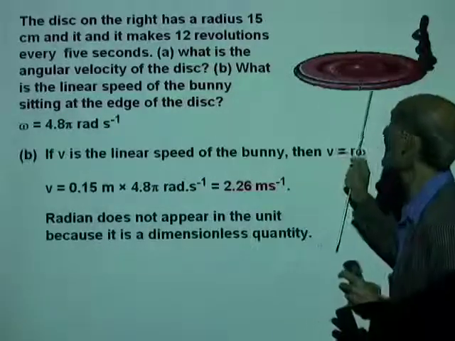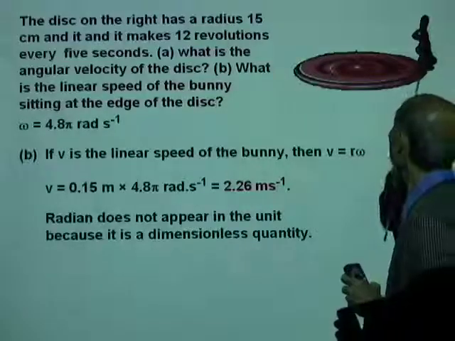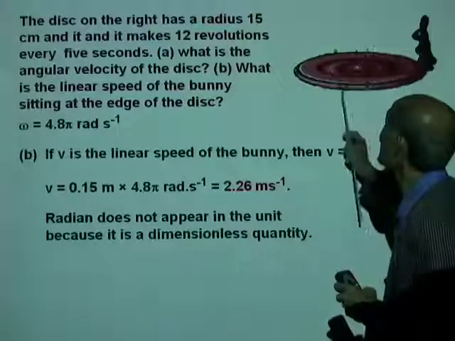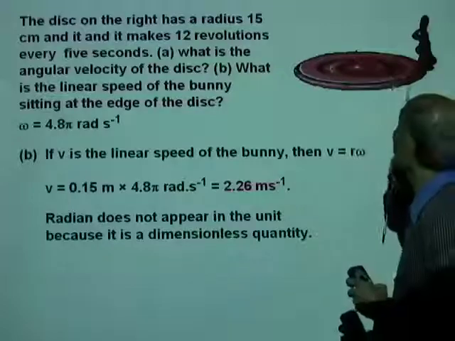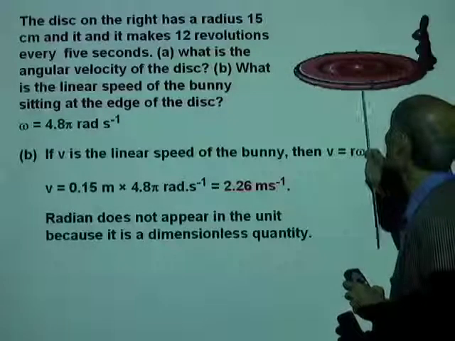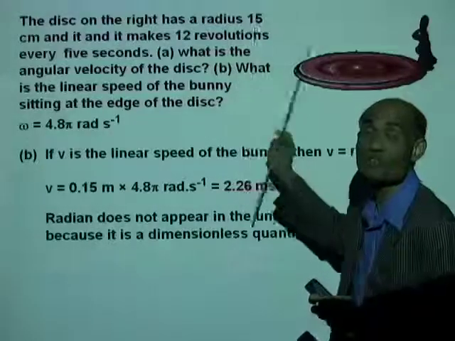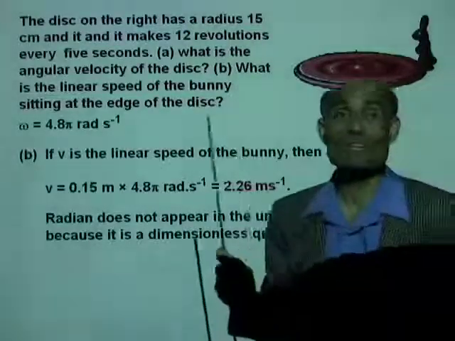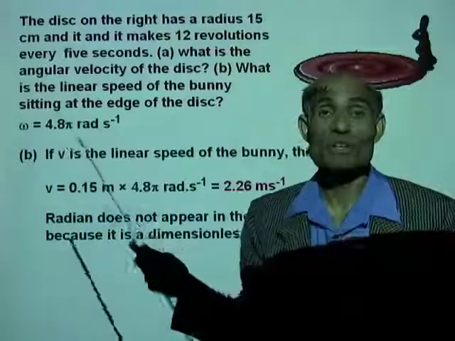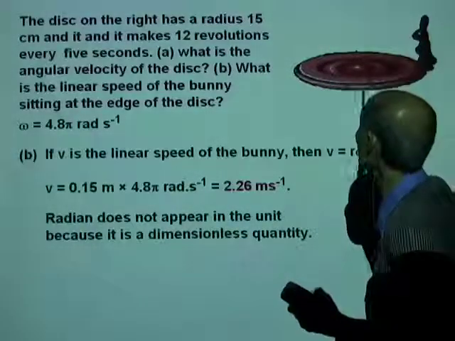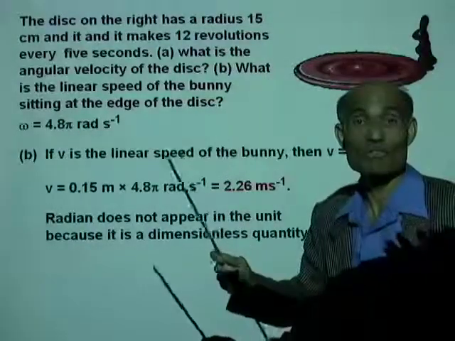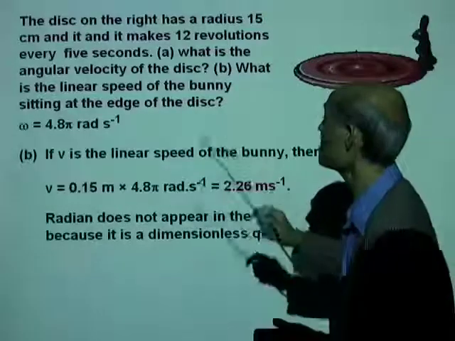Now, one thing again I want to reiterate: the linear speed of the bunny will depend on the distance of the bunny from the center, in other words, the radius of revolution. But the angular velocity does not change. No matter where the bunny is sitting, the angular velocity will be the same, namely omega.